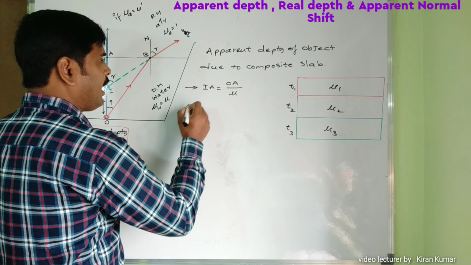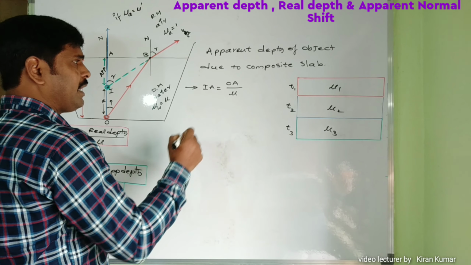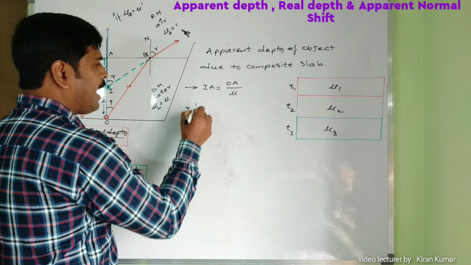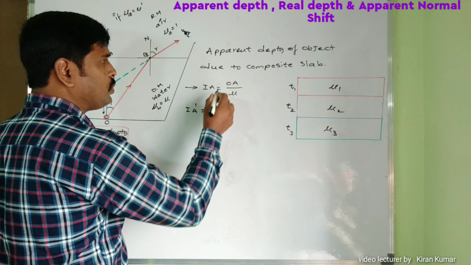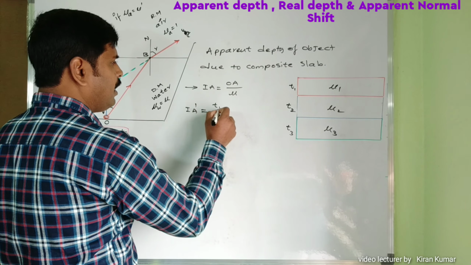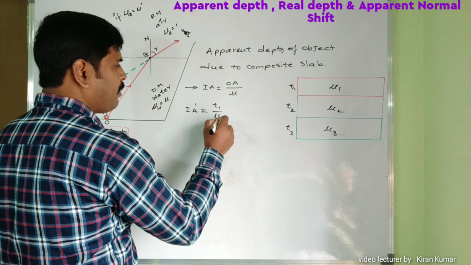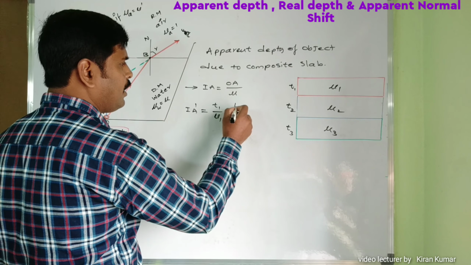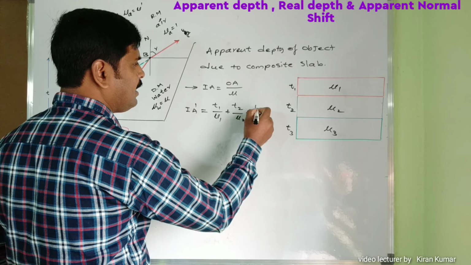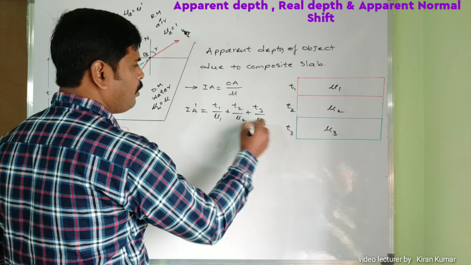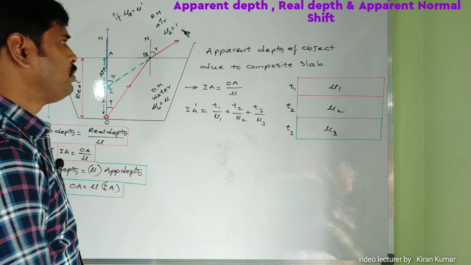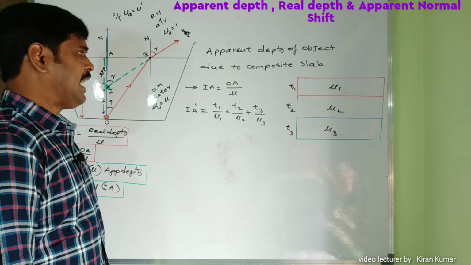Try to understand. Using this basic equation, I am going to write the apparent depth Ia dash, which is equal to T1 divided by refractive index mu1 plus T2 divided by mu2 plus T3 divided by mu3. This is the apparent depth of the object due to the composite slabs.